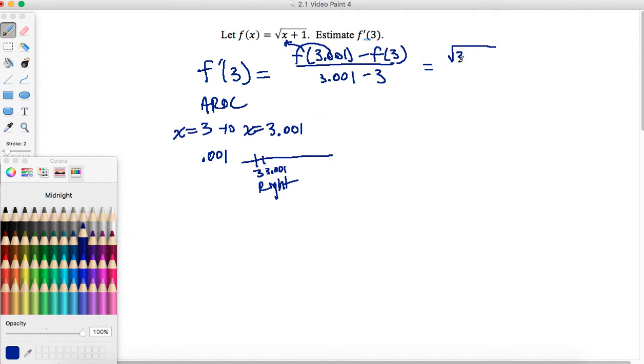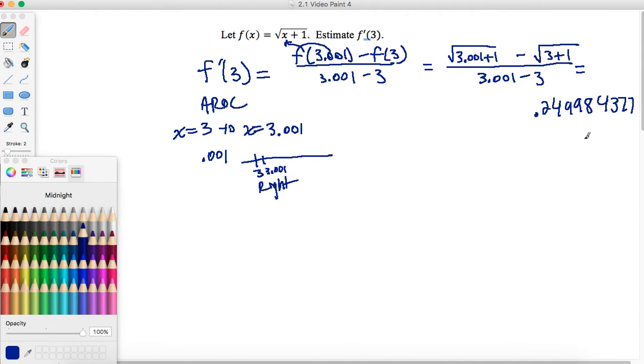That'll be the square root of 3.001 plus 1, when I plug in f of 3.001, minus, I'll plug in 3, over 3.001 minus 3. And that equals approximately, I did that in my calculator earlier, 0.249984377. Okay? Remember, this was a right-hand derivative.